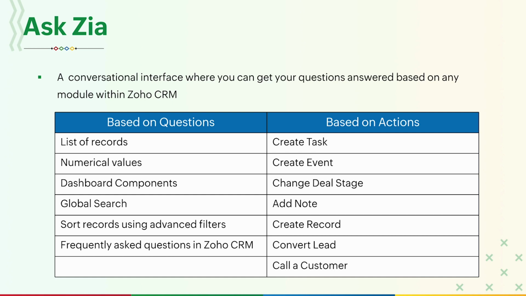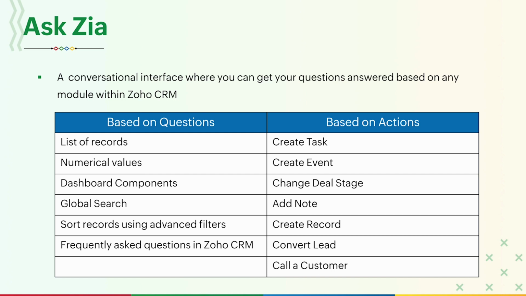Zia's conversational AI feature provides an interface where any question can be answered based on any module within Zoho CRM. You could just simply ask Zia, "Hey Zia, get me the deals closing this month by stage," and the information will be at your perusal instantly. Zia not only saves time but also promptly provides any information asked for in Zoho CRM.